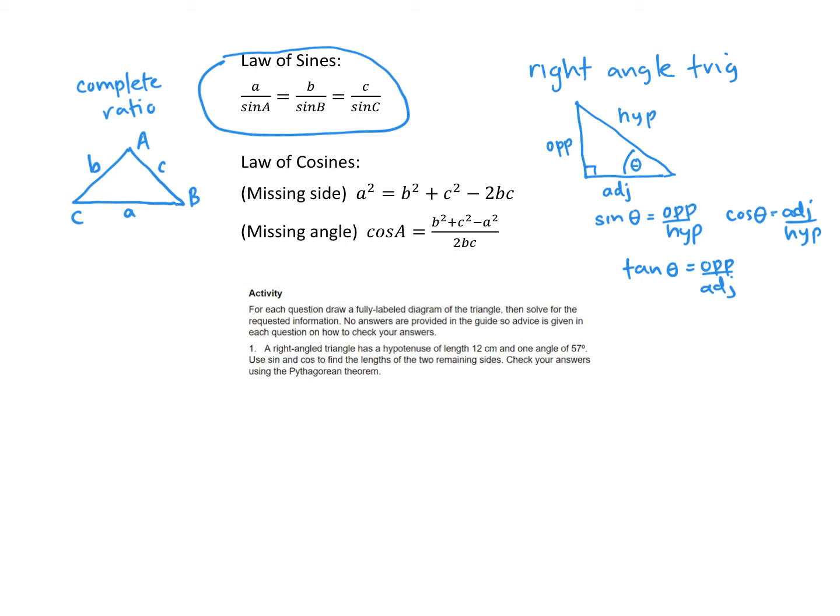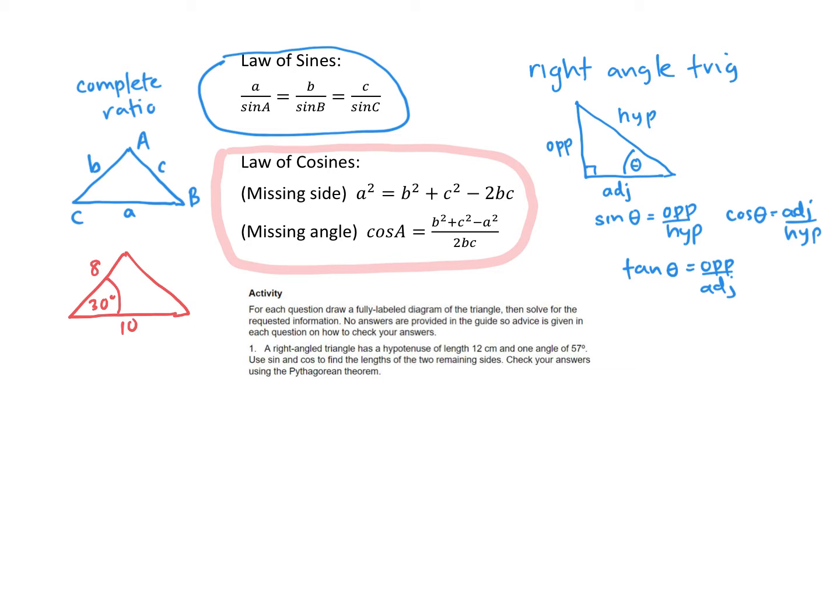The law of cosines is also used with a non-right angle triangle. And we use that when we have a contained angle. So law of cosines would occur if we had a contained angle. What is a contained angle? A contained angle is an angle in between 2 sides.